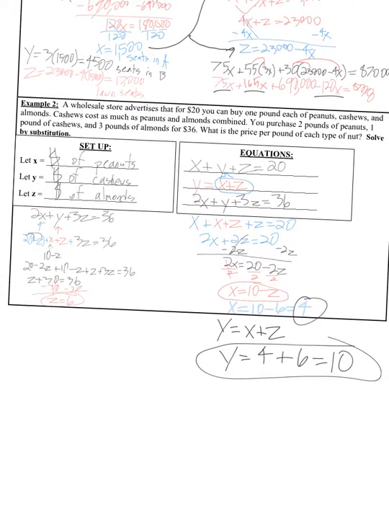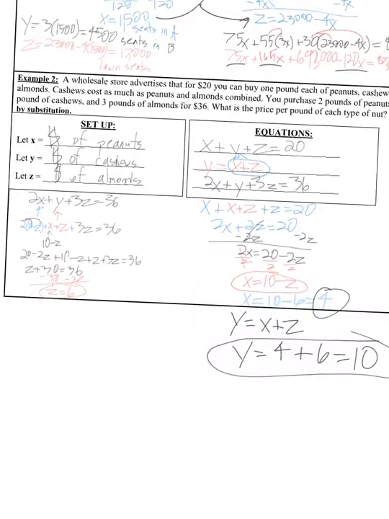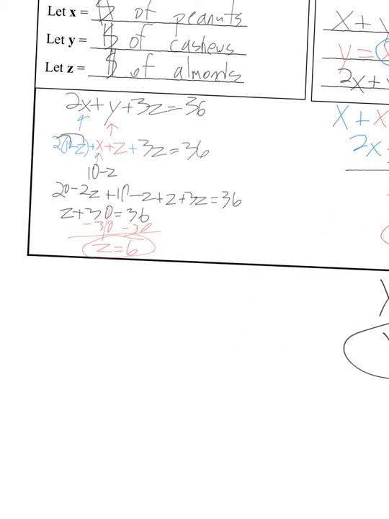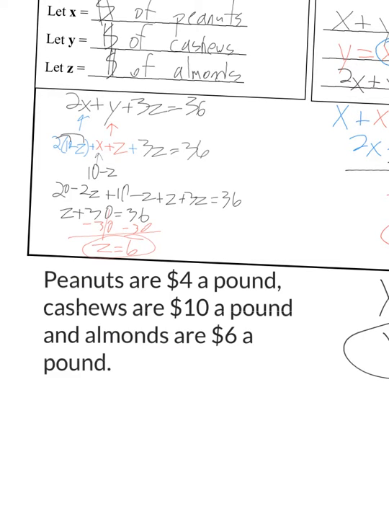So yeah, that'll draw the notes to a close. You could write a sentence that peanuts were $4 a pound, cashews were $10 a pound, and then almonds were $6 a pound. I kind of messed up while I was saying it, but I wrote it down. Peanuts $4, cashews $10, almonds $6 a pound.